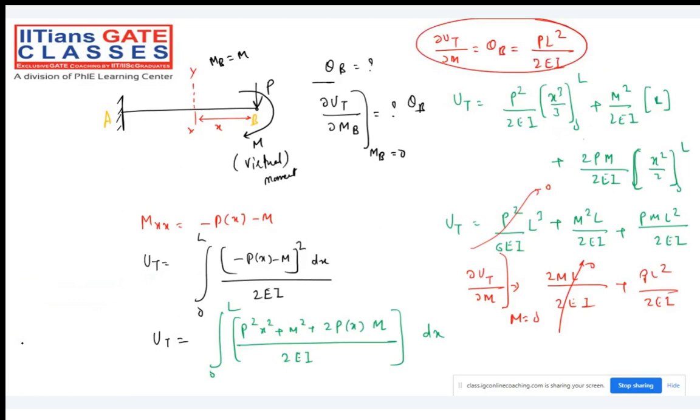At the end of the day, we have to set the virtual moment equal to 0. But after differentiation, don't keep it 0 here itself. If you just keep it 0 here itself, it's gone.